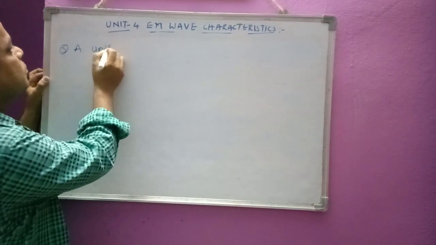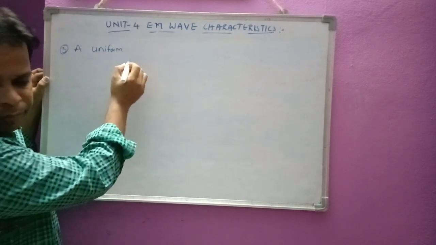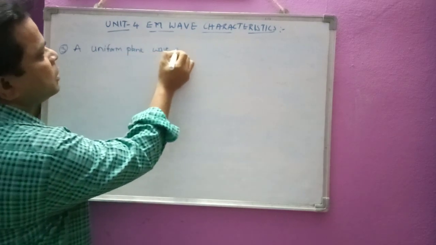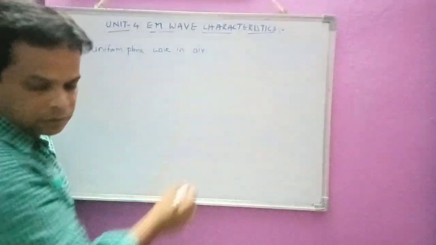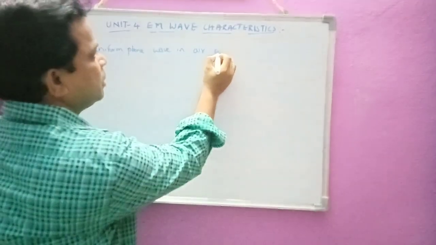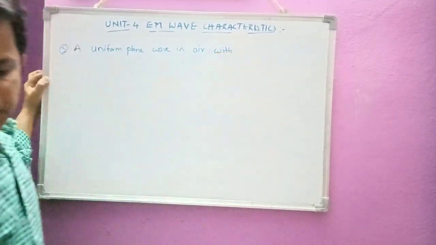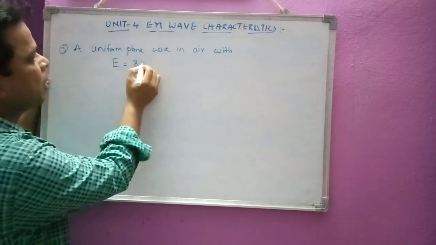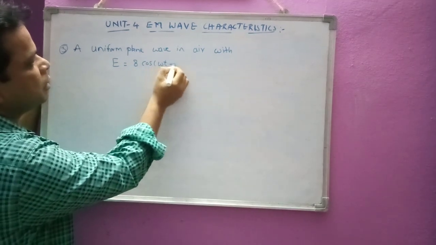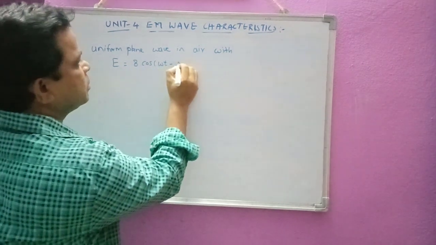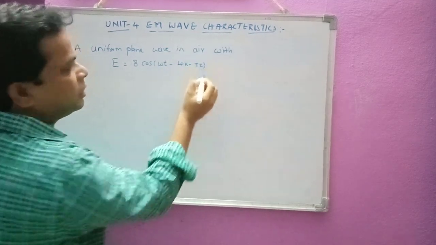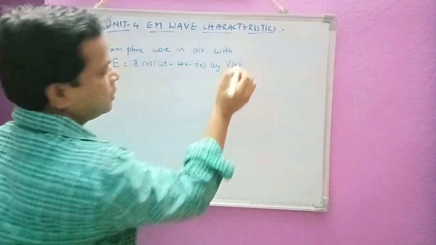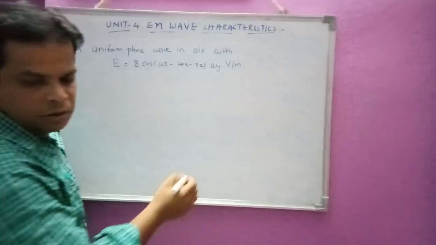A uniform plane wave in air, he has given the electric field as E is equal to 8 cos(omega t minus 4x minus 3z) ay volts per meter, is incident on a dielectric slab.